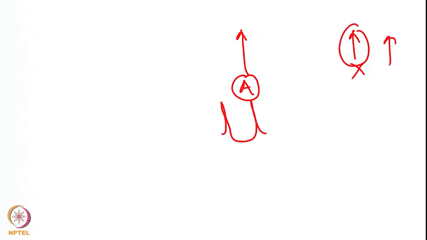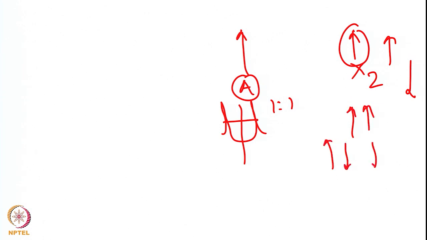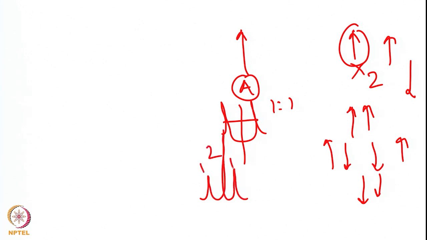So, I will just give you a little bit of understanding of this. Suppose there is only one proton near another proton. This is our observation proton or nucleus, and the other one is X, so an AX system. X will split A into 2 lines of equal intensity, because X can be either up or down, so the ratio is 1 to 1. Now suppose there are 2 X, 2 molecules of X. They can be oriented up up, up down, down up, and down down, and that will split A into 3 lines in the ratio 1 to 2 to 1.